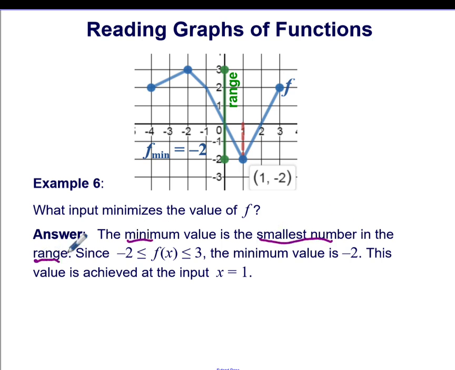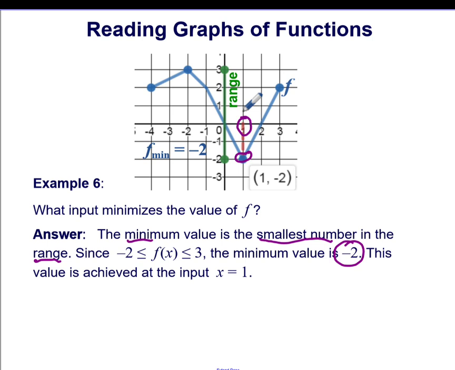Okay, so we're looking at all the f of x values or all the y values. And the smallest number in the range is at -2. Now, the smallest number is -2, but we're asking for the input value. And the input value is x equals 1. That's the value that makes the function hit the lowest point.